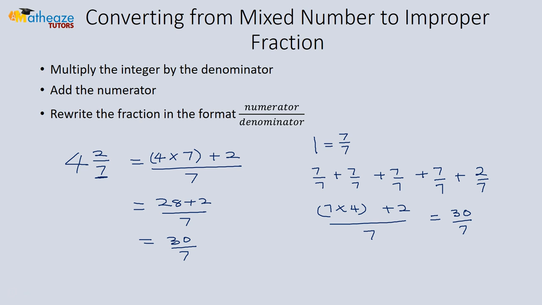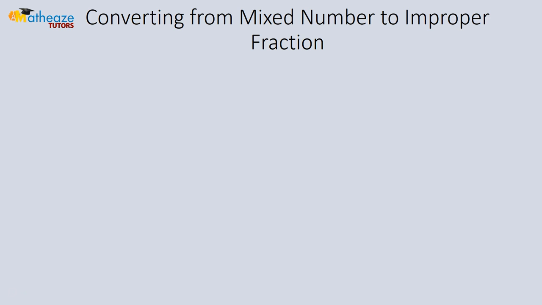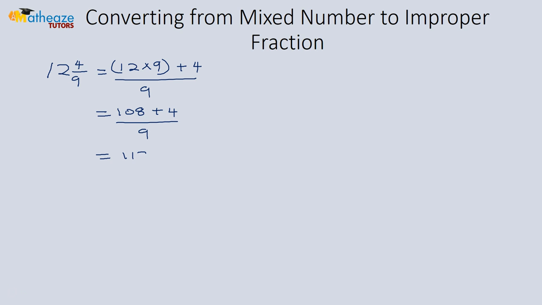Now let's look at a few more examples, and that should give you a good idea of how this works. We're going to look at 12, 4 over 9. So what we're going to have is 12 times 9. Then we add the numerator over 9. So this is 108 plus 4 over 9. So this is going to give us 112 over 9.